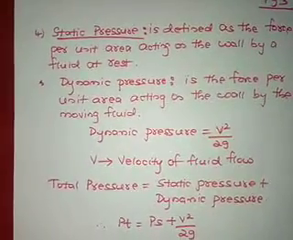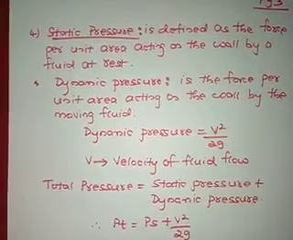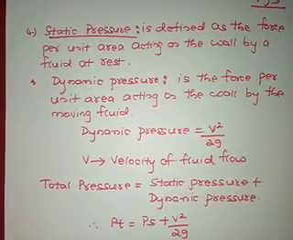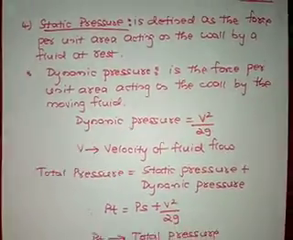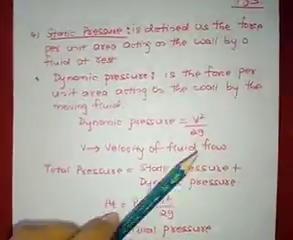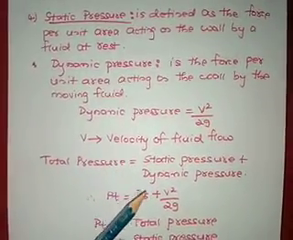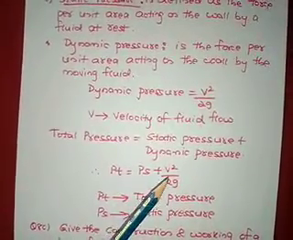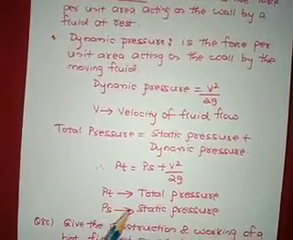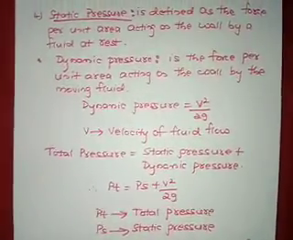Dynamic pressure is the pressure exerted, or the force per unit area exerted, on the walls by the moving fluid, by the flowing fluid. Dynamic pressure is given by the formula V square by 2g, where V is the velocity of fluid flow. Total pressure is static pressure plus dynamic pressure. The total pressure is PS plus V square by 2g. So PT is the total pressure, PS is the static pressure.